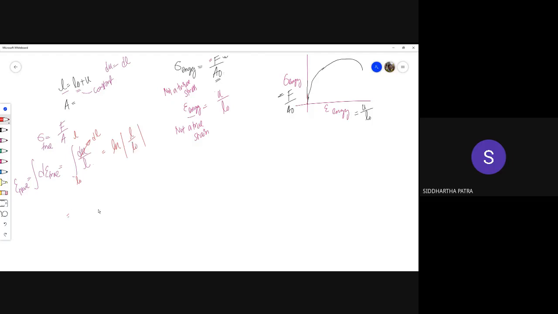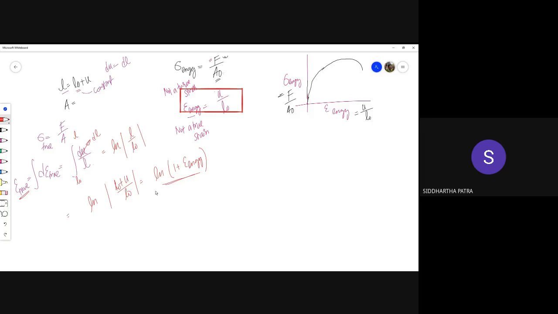Okay, so ln of (L0 plus U) by L0, or ln of 1 plus epsilon engineering, this quantity right here. So the correct strain measure would be the logarithm of this part.